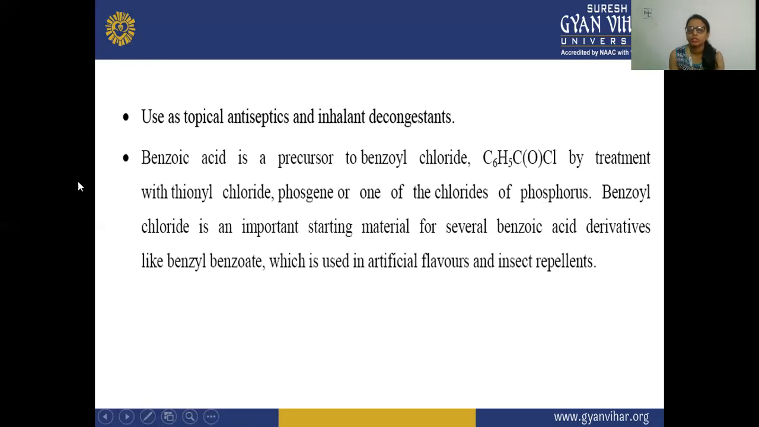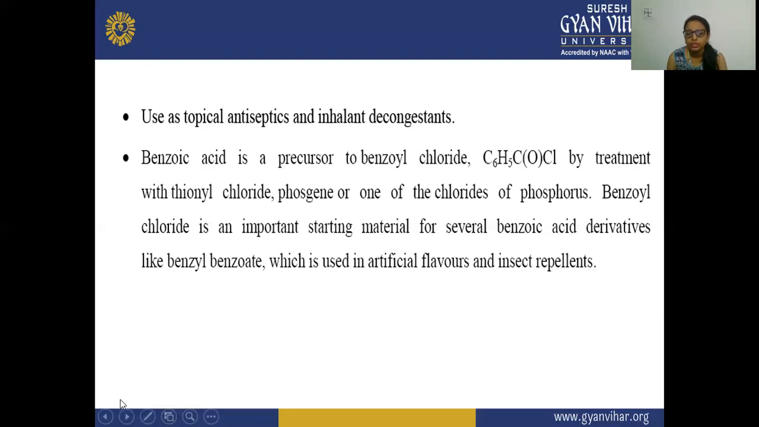So benzoyl chloride is C6H5COCl, and it is formed by treatment with thionyl chloride, phosgene, or one of the chlorides of phosphorus. And this benzoyl chloride acts as a starting material for several benzoic acid derivatives like benzyl benzoate, which is used in artificial flavors and insect repellent. So here this benzyl benzoate, a benzoic acid derivative, is used in flavoring as well as insect repellent.